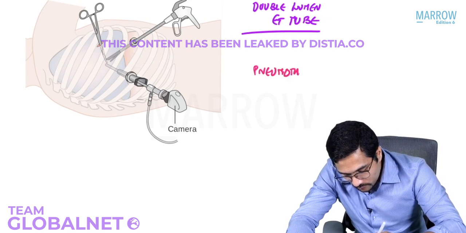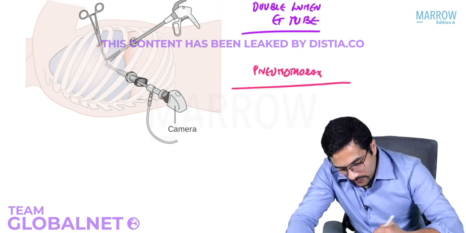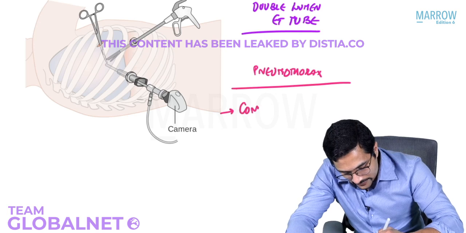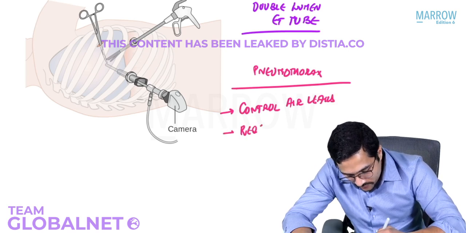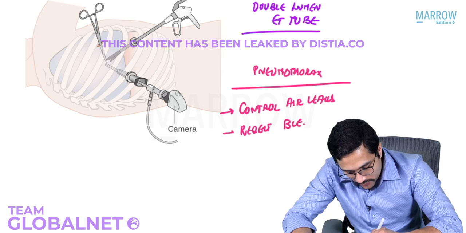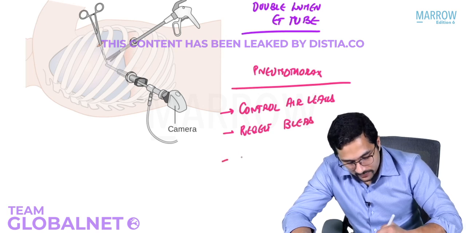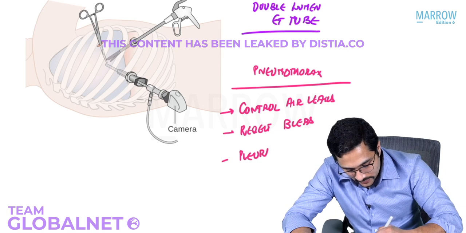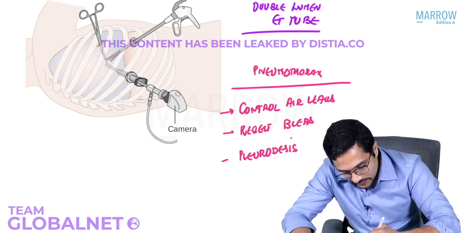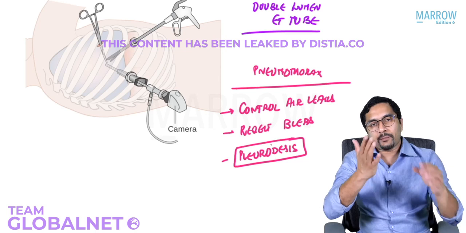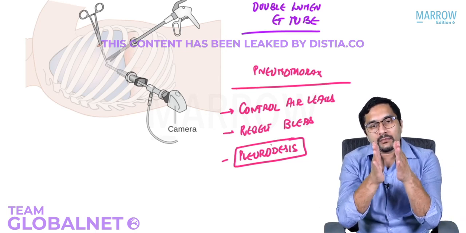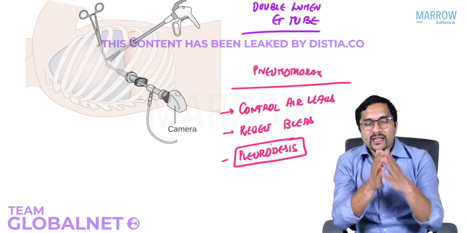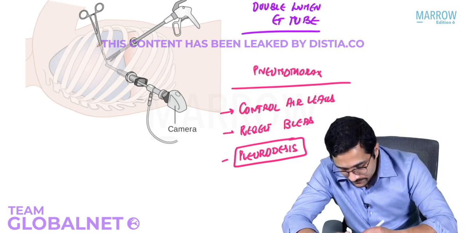When we are doing it for pneumothorax, what do we have to do? We have to control or repair the air leaks. We have to resect the blebs so that they don't rupture and cause pneumothorax again. And we have to carry out pleurodesis. You know that there are two layers of the pleura, a parietal pleura and a visceral pleura. Pleurodesis means we are going to make them stick together, and if they stick together, then pneumothorax will not develop.